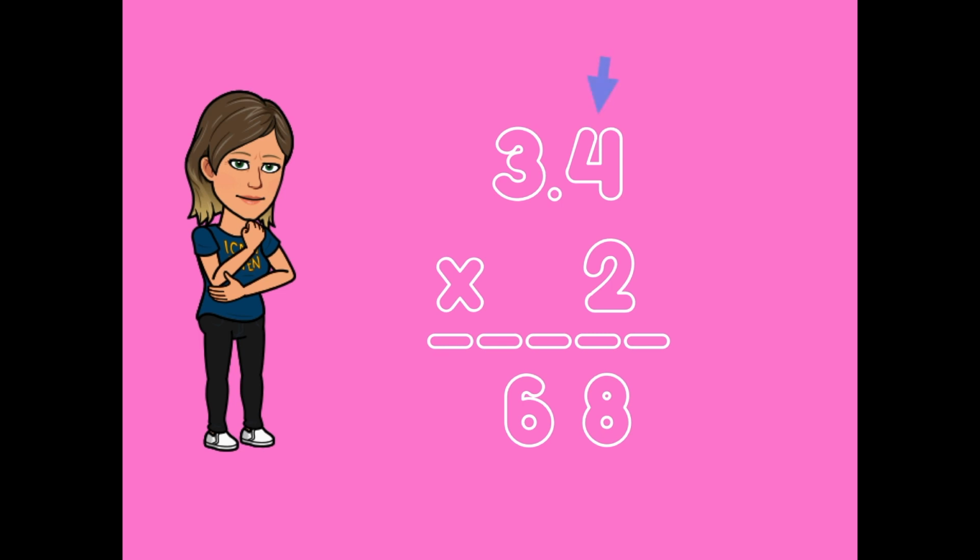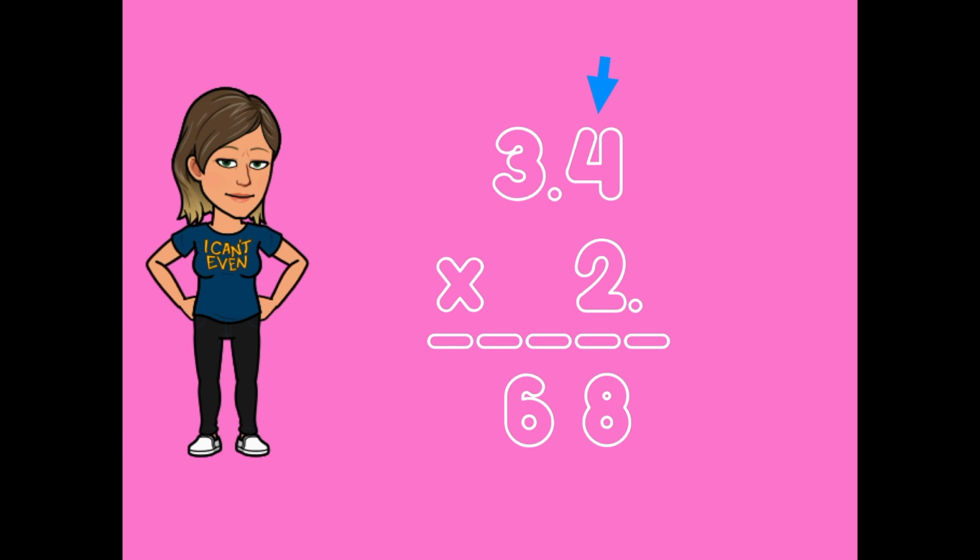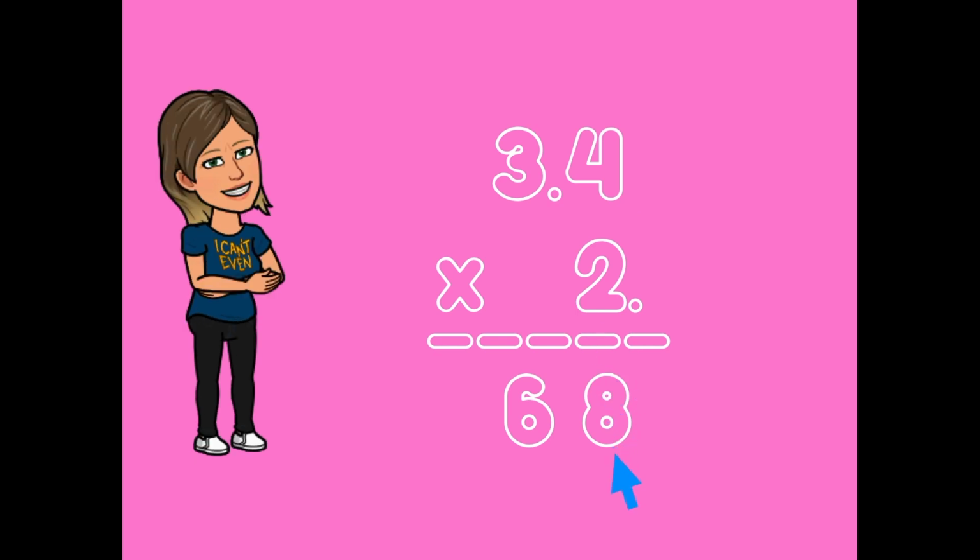So how many numbers are after the decimal point in the problem? 1. And whole number 2 doesn't have anything after the decimal point. It's all in front of the decimal point. So just 1. You would have 1 number after the decimal point in your answer. So that means the decimal point would have to go right there. It would be 6 8/10. 3 4/10 times 2 equals 6 8/10.